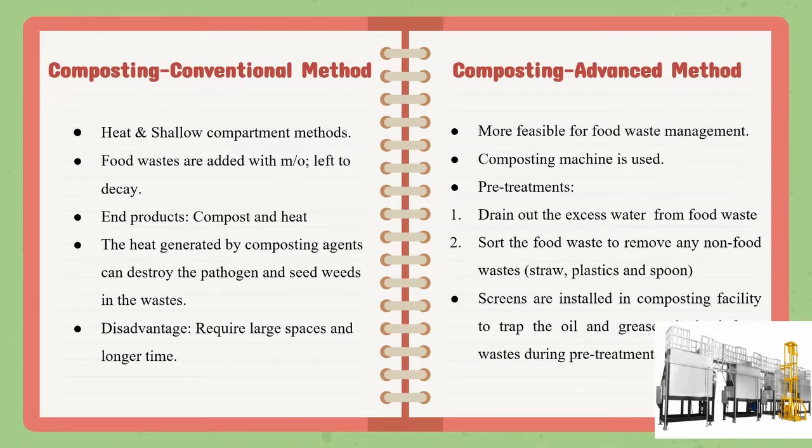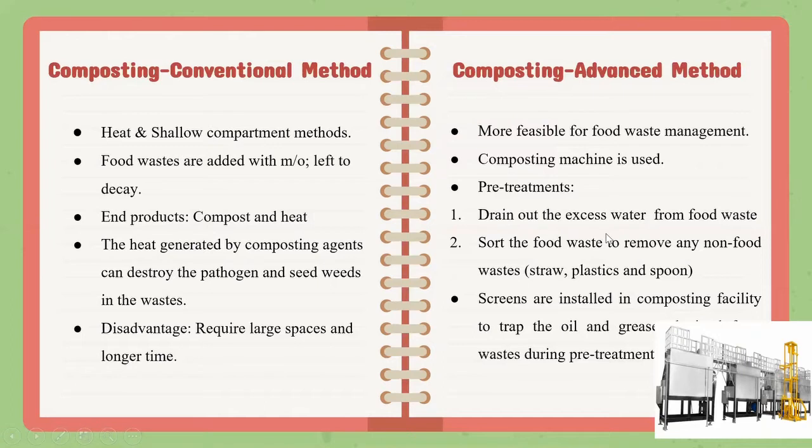The reason why the conventional method takes more time compared to the advanced method is that food waste is added with the microorganisms and then just left to decay by itself. The end products of the conventional method are compost and heat. Next, the advanced method of composting is considered a more feasible and more economical method for food waste management. A composting machine is used for this advanced method. However, it requires some pre-treatments before we dump the food waste into the machine.